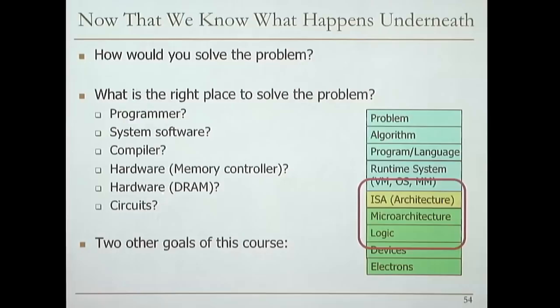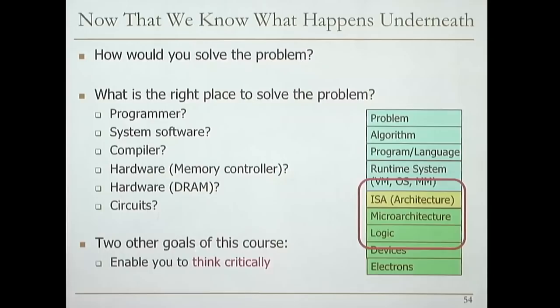OK, so there are potential solutions over here. People have examined a lot the memory controller solution, especially the work we've done in my group. Other people have examined system software solutions at the high level. Maybe the solution is really a combination of both. And we'll talk about some of these issues related to memory later in the course. But this is just to give you an example.